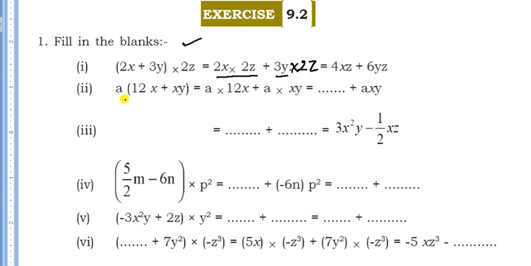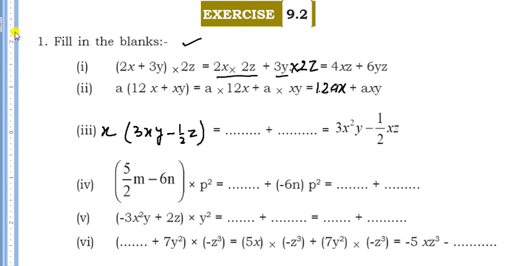So you have to write like this. It is a multiplied to 12x plus xy. So what will happen? First a is multiplied to this one, that is a into 12x, and a is multiplied to xy, so a into xy. So it is 12ax, so you have to write here 12ax plus axy. This one is axy. Now let us see here. The third one is given as 3x square y. It is 3x square y. So what will happen? 3x square y. Let us see. It is 3.